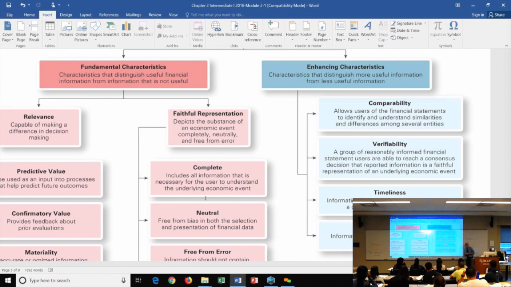Timely. Information gets there fast enough so that you can make a decision. And this is where you get another trade-off, in the sense that if you look at historical cost versus fair value, what about annual versus quarterly?